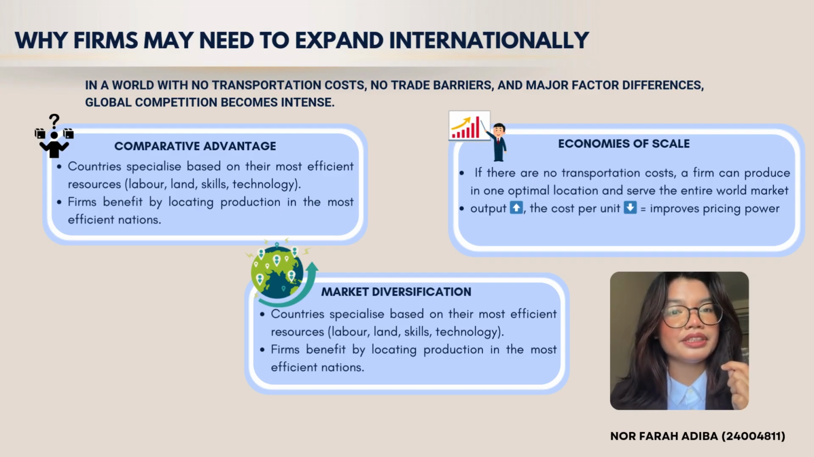The second argument concerns economies of scale. If there are no transportation costs, a firm can produce in one optimal location and serve the entire world market without any logistical penalty. As output increases, the cost per unit falls, which improves pricing power and competitiveness. Industries like automotive manufacturing would benefit greatly because high volume production reduces cost dramatically. Firms that stay domestic may not achieve these cost savings.